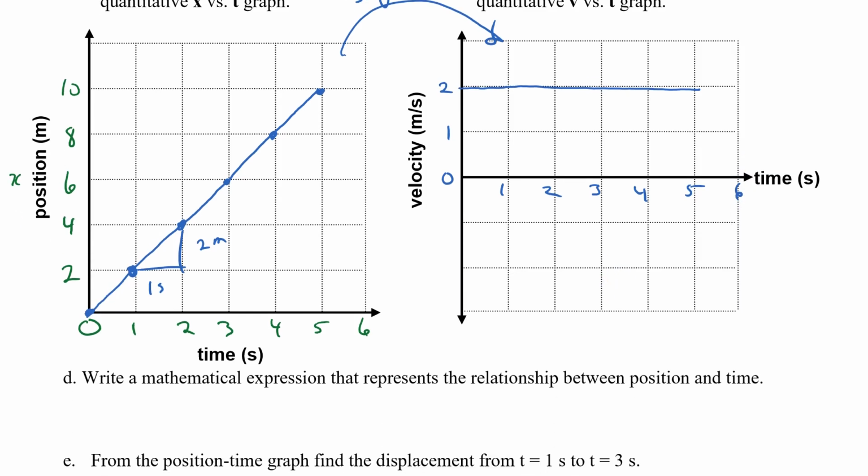When I write a mathematical expression that represents the relationship between position and time, again, I'm going to be looking at this one. The graph on the left is my position versus time. If it's a straight line, I'm going to be using y equals mx plus b. In this case, however, my y-axis is actually labeled x. So I put x for position. The slope is 2 meters per second, in parentheses, the x-axis is time, and the y-intercept is 0. So I'm good. I can just leave it like that.